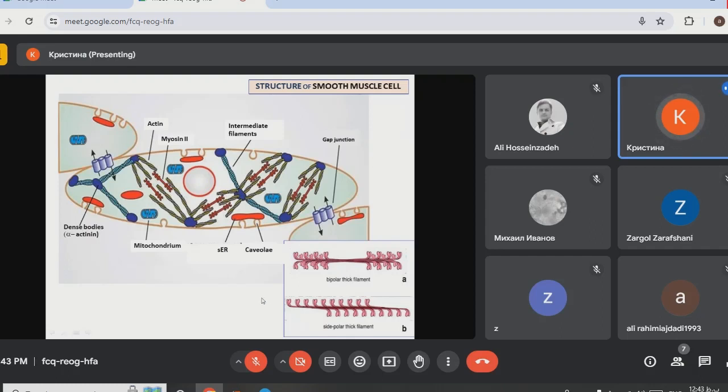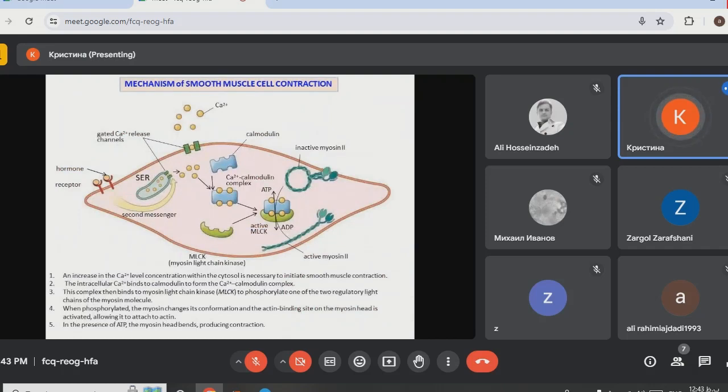And the second difference is that in smooth muscle tissue, in resting state, the myosin myofilaments are not ready for contraction. So they are inactive. They look like this. When they are active, they should look like this. So in resting state, they are like this. They are dephosphorylated, and in order for contraction, we need to activate them.